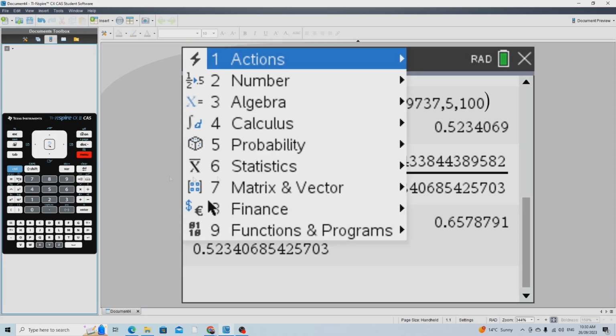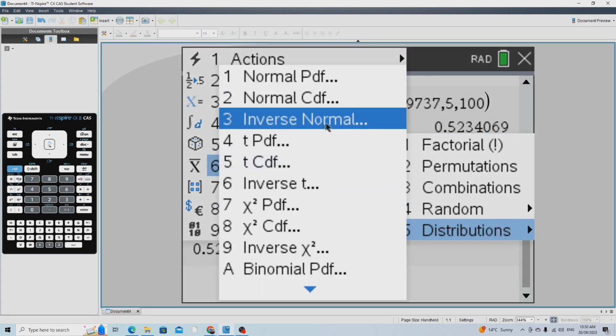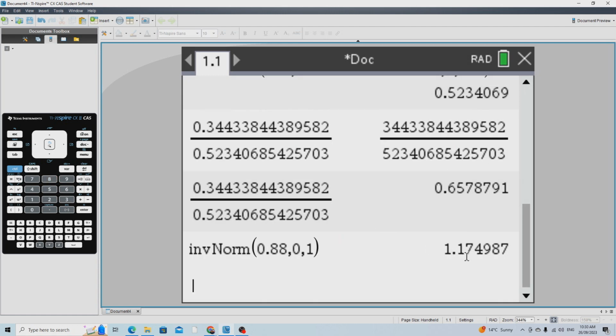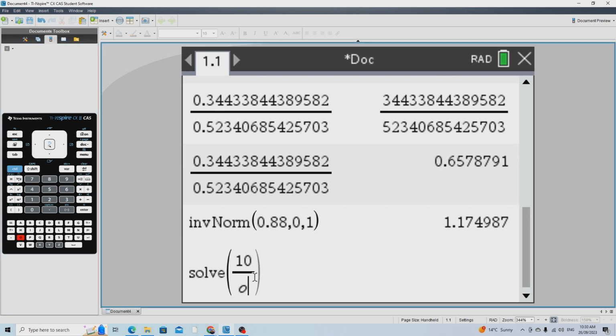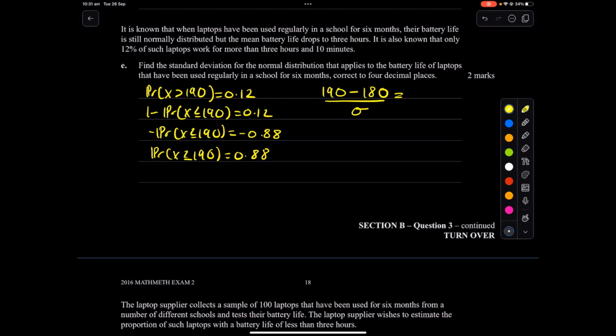It should equal, if you go to menu, actual probability distribution, and inverse normal, our area here is 0.88, and everything looks good, and we get this. So we just want to now solve where 190 minus 180 is just 10, so we can say 10, and let's put this as σ equals this value, comma σ, and we get 8.5. That's your answer.